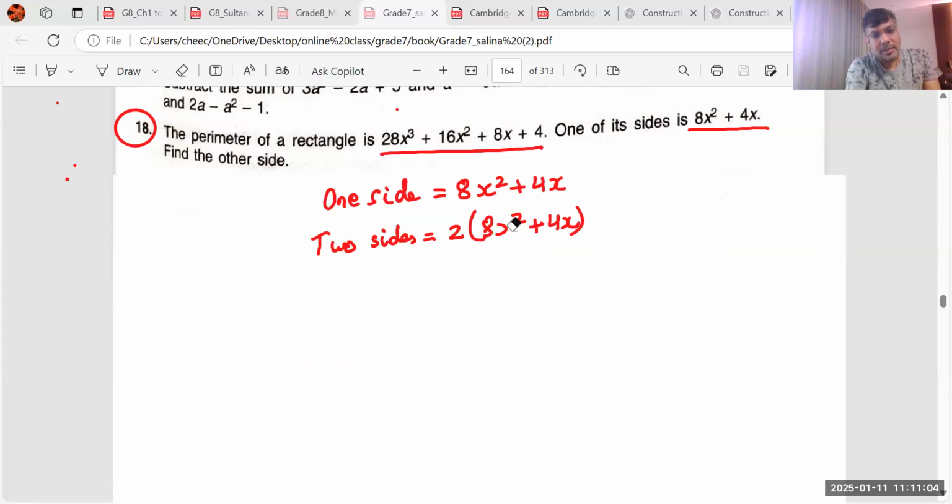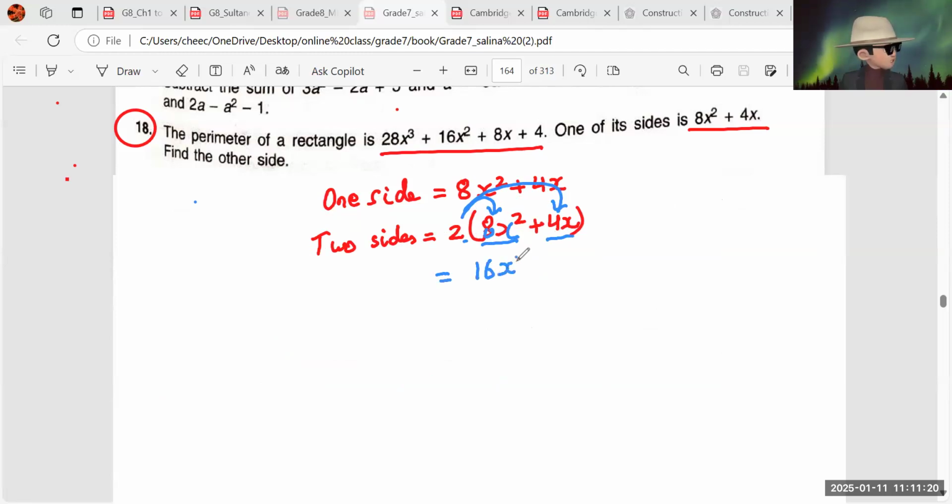Sir, can you repeat what you said? I can't hear you. I said this 2 will be multiplied with everything, because I have to multiply everything with 2. This 2 will be multiplied with 8x square and 4x also. Can you repeat again? I couldn't hear due to background noise.